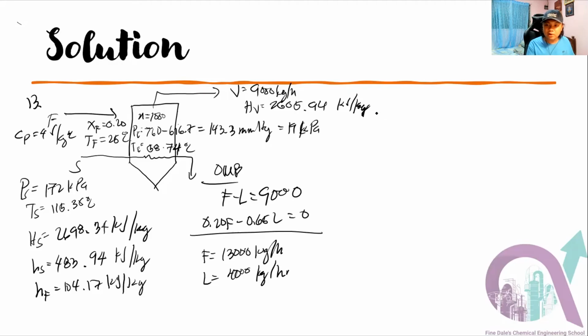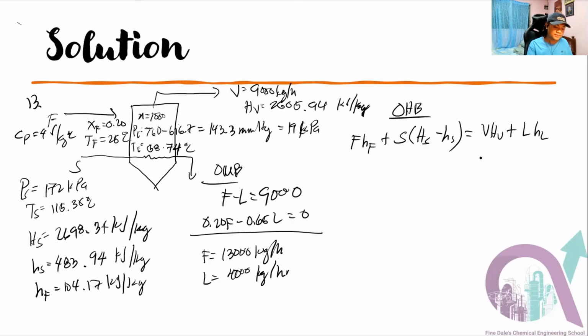Then we have our overall heat balance. So what goes in and what comes out? We have our F, HF plus our S, our steam. We have our latent heat of evaporation, H minus HS, and then you have V, HV, and L, HL.